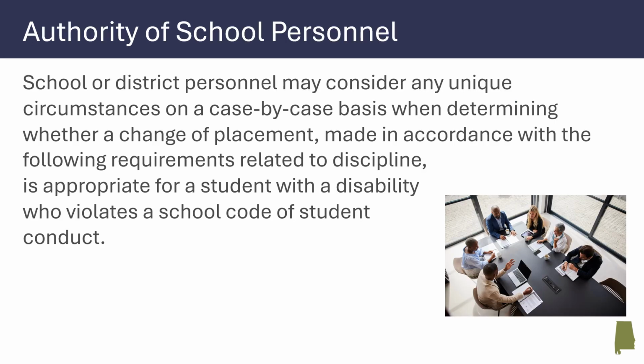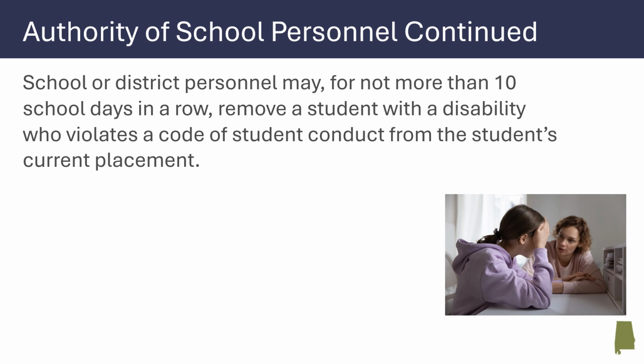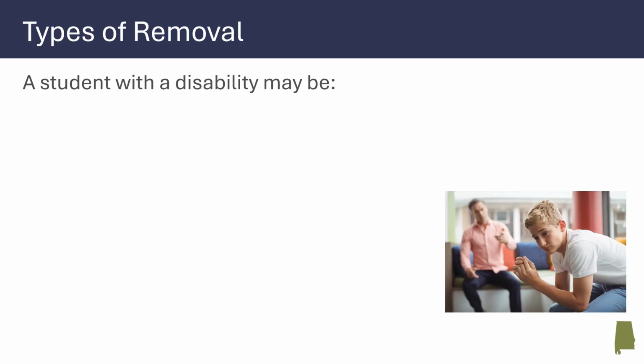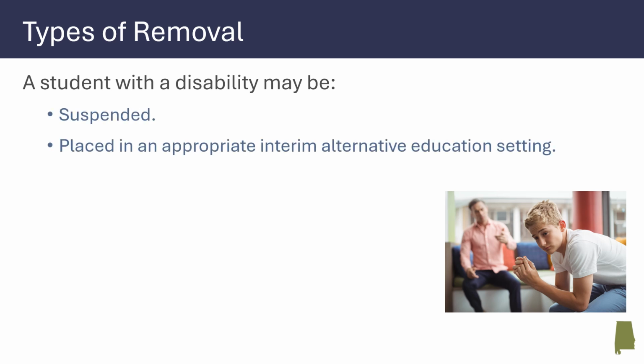School or district personnel may consider any unique circumstances on a case-by-case basis when determining whether a change of placement made in accordance with the following requirements related to discipline is appropriate for a student with a disability who violates a school code of student conduct. School or district personnel may, for not more than 10 school days in a row, remove a student with a disability who violates a code of student conduct from the student's current placement. A student with a disability may be suspended, placed in an appropriate interim alternative education setting, or placed in another setting.